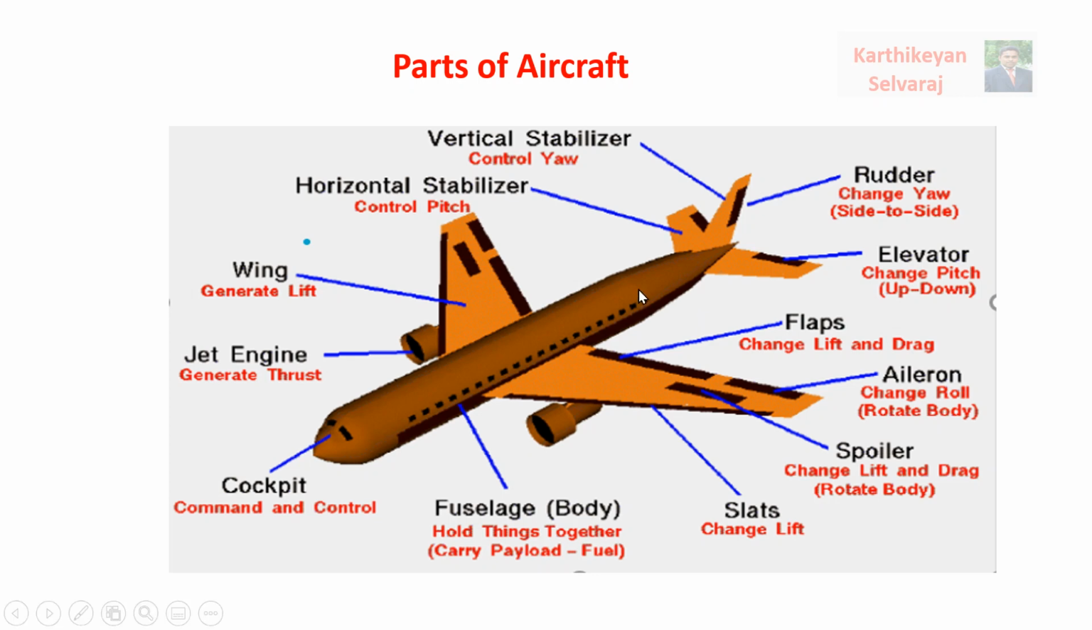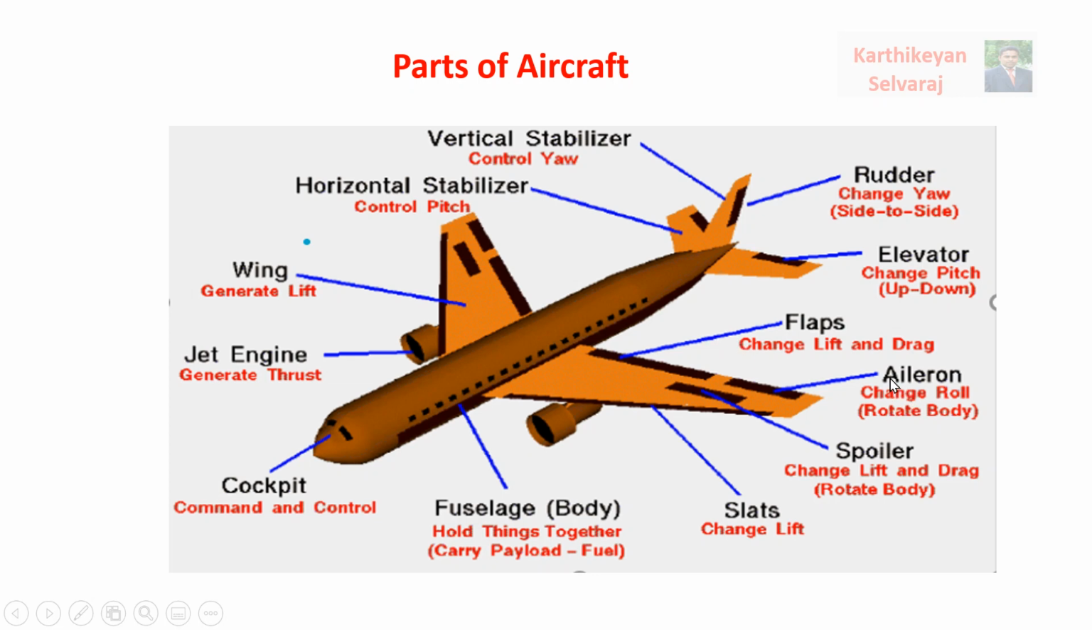So what is the meaning of primary control surfaces? For example, rolling action, pitching action, and yawing action will be done by some control surfaces. That control surface is called a primary control surface. Secondary control surfaces support and enhance the performance of the aircraft. That is called the secondary control surfaces.